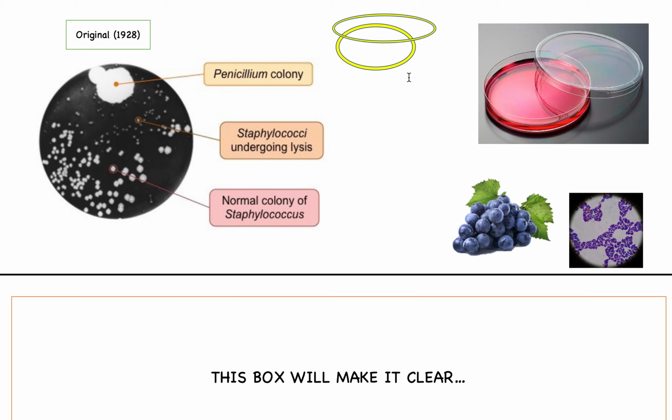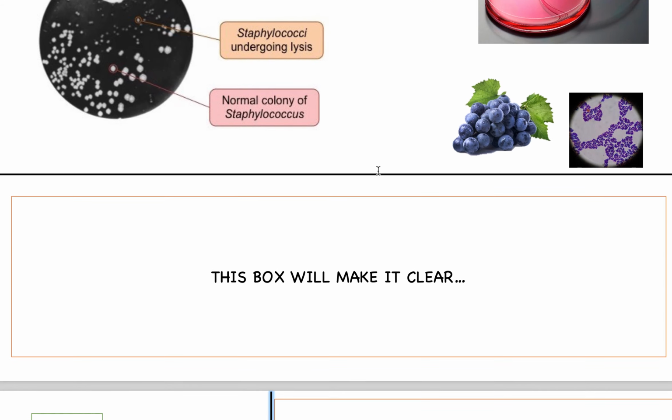Okay? So that's what this circle is. Okay, just so you know, it's called a petri dish. Now, this image, these words are confusing, okay? So I'm going to explain what's going on in this picture step by step instead of just explaining the image, okay? So let's get to it.